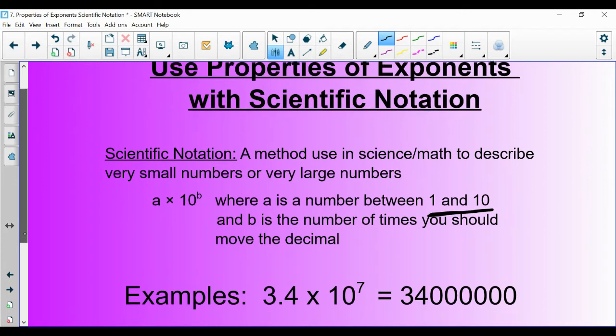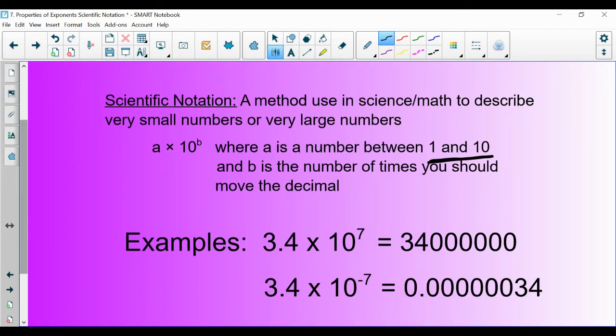So here's an example of scientific notation. Actually, here's two. If you had this number right here, this is the number in scientific notation. It's 3.4 times 10 to the 7th power. This number here, this is the a, this is a number between 1 and 10. And then the 7 is the number of times you would move the decimal place. And this is how it would be written.